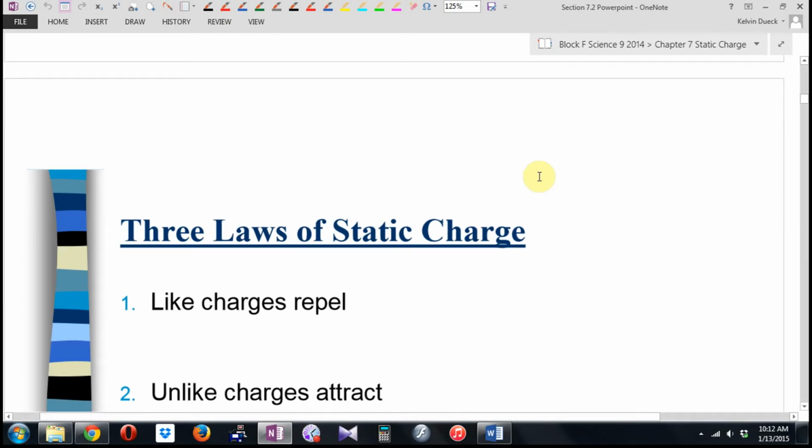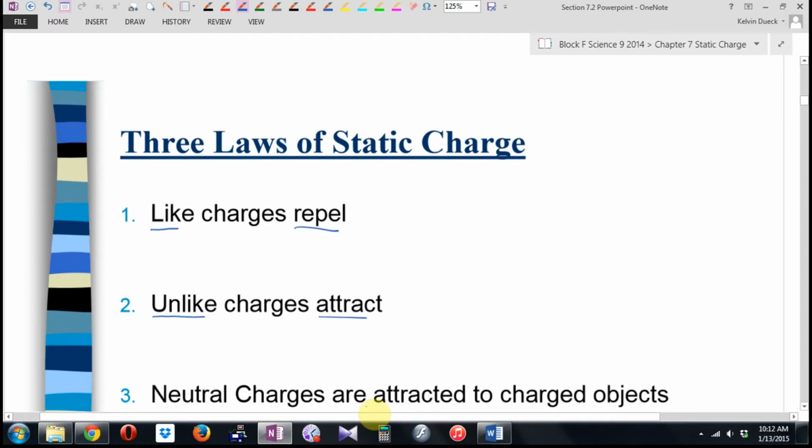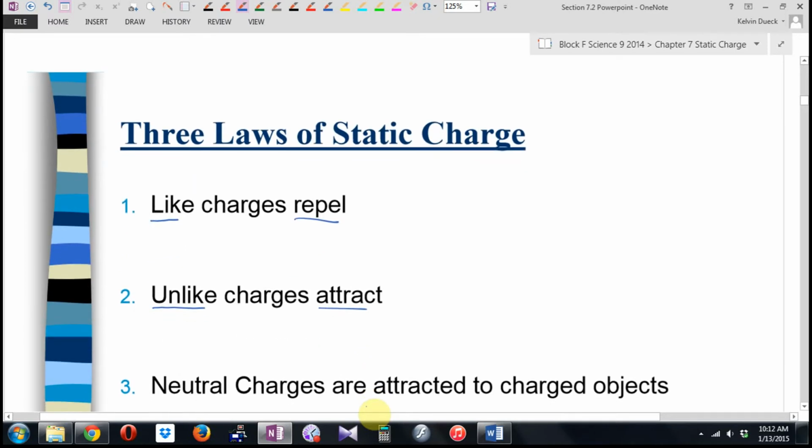And then the third one is a bit, so this is right in your notes, right? Like charges repel, blank. It says blank charges blank. And then it says blank charges, so unlike charges attract. And then the third one is a bit more obscure. Neutral charges are attracted to anything that's charged.